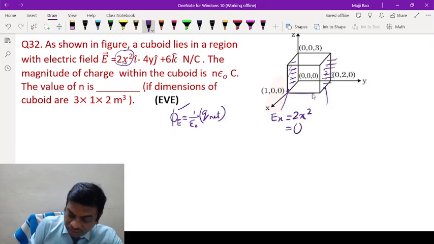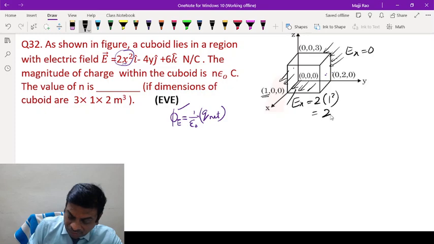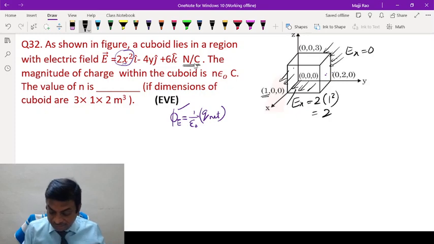And here, as you can see, x is, I'm sorry, this is y axis. I'm so sorry, students. I'm sorry, this is y axis. So accordingly, we have to proceed. X means like this. This is the front face, this is the rear face. So here electric field is 0, whereas here the electric field is, if you put x equal to 1, you get 2 into 1 square, that is 2. I hope everything is in SI unit, so no need to worry about the units.